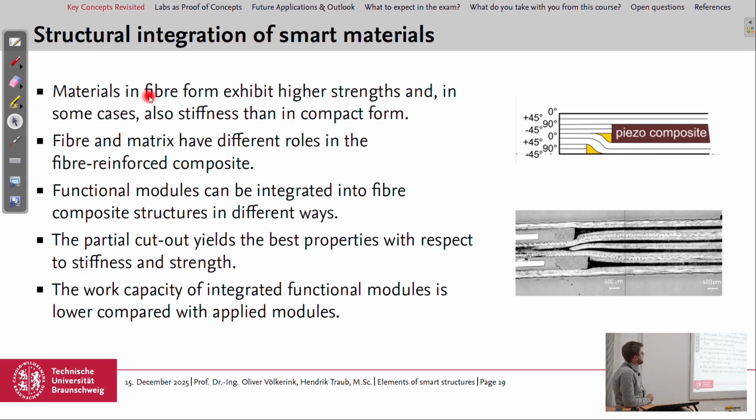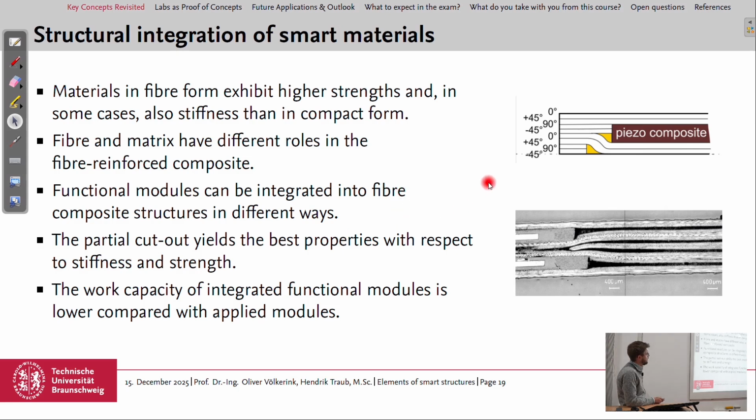Then we also had a look at structural integration of smart materials. Materials in fiber form exhibit higher strength, and in some cases also higher stiffness than in compact form. To use these high mechanical properties of fibers, we create materials called fiber reinforced composites, combining fiber and matrix materials. We had a brief introduction on that, and then also a look at how functional modules could be integrated in these fiber reinforced structures.